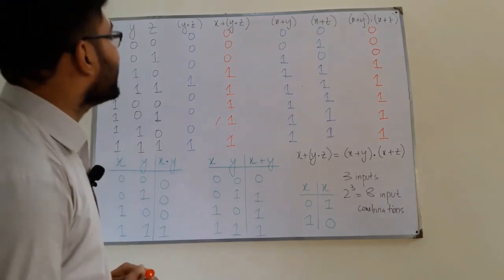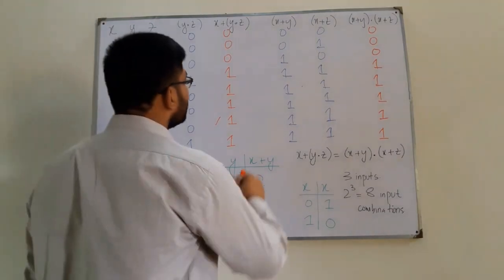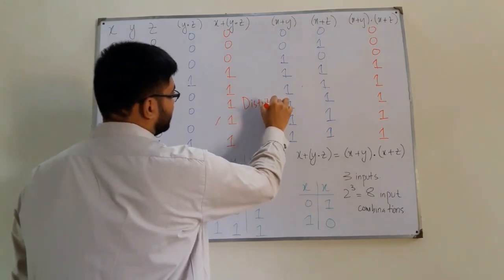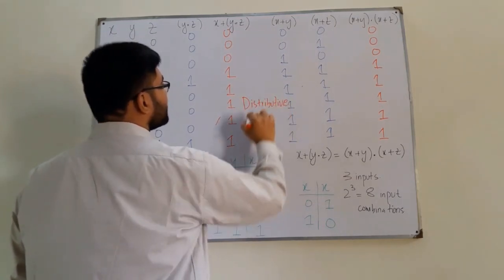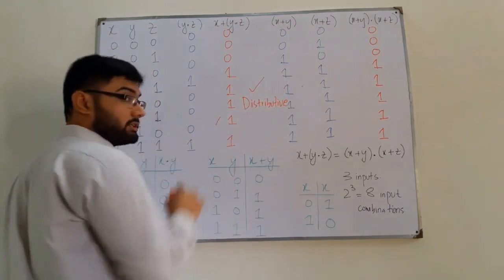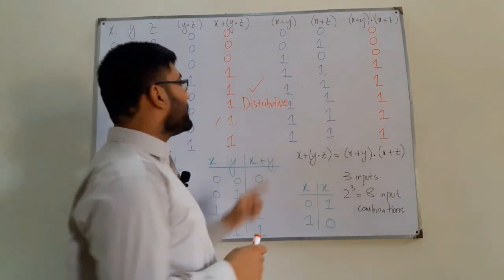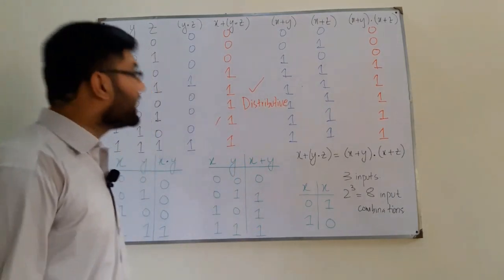Finally, we can say that the distributive law of the Huntington postulates, both the forms, plus over the dot and the dot over the plus, both are satisfied.